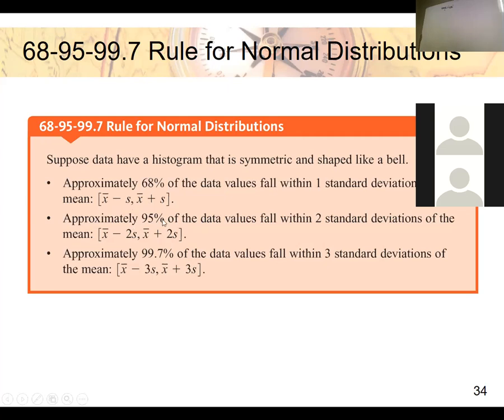And then the next bullet point is that 95% of all the data values fall within 2 standard deviations of the mean. So here they got X bar minus 2S and X bar plus 2S, 2 standard deviations below the mean, 2 standard deviations above the mean. And then finally, 99.7% of all the data values fall within 3 standard deviations of the mean. That's 3 below and 3 above the mean. I might be able to show this to you in the form of a bell-shaped curve so that we'll see visually what that means.